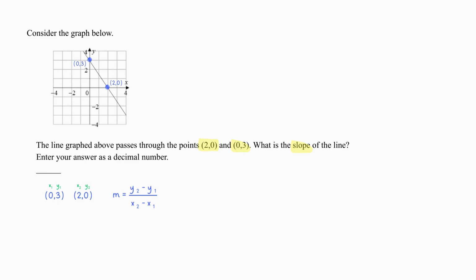Let's swap the letters for our numbers. M equals 0 minus 3 over 2 minus 0. So, m equals negative 3 over 2. Since the question is asking for the answer to be in decimal form, let's divide 3 by 2. So, m equals negative 1.5. Ready for the next question? Let's go!